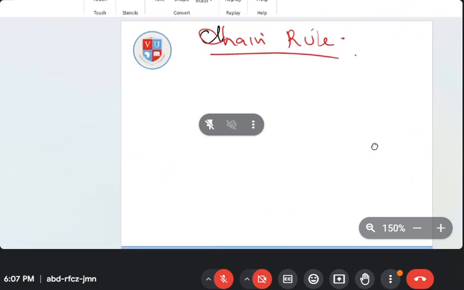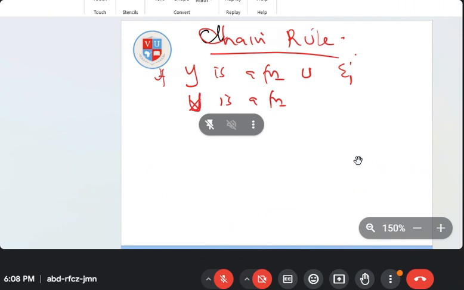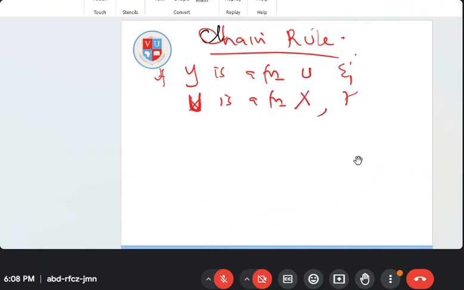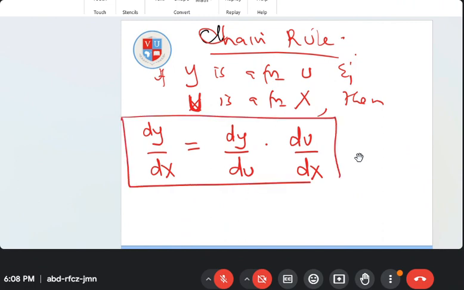According to the chain rule, if y is a function of u and u is a function of x, then dy/dx equals dy/du times du/dx. This is the generic representation of the chain rule. It appears as if the du cancels with the du, remaining with dy/dx.